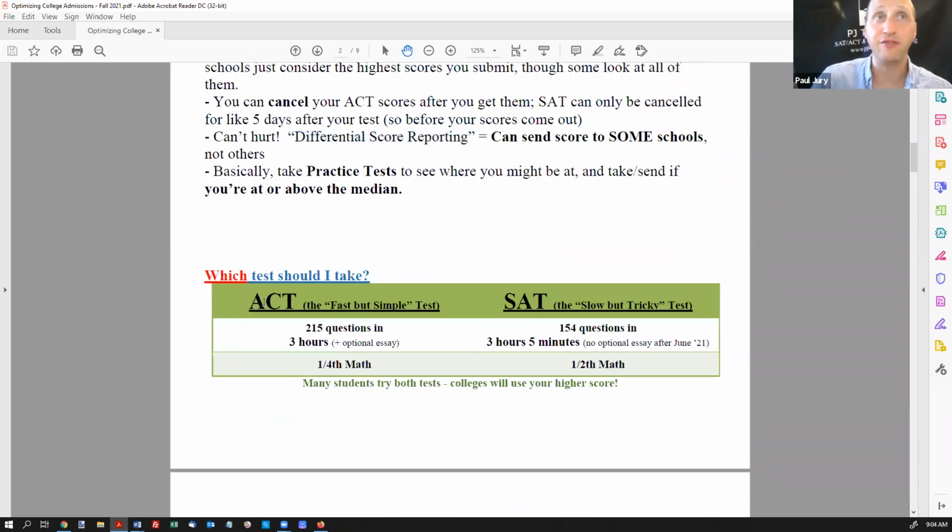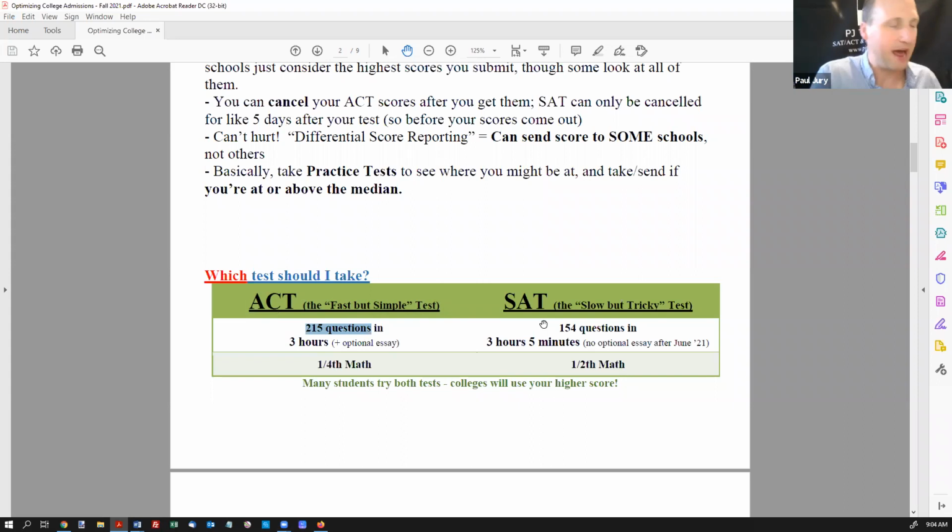The ACT is the fast but simple test. The SAT is the slow but tricky test. You actually have to go way faster on the ACT. There are 215 questions in 3 hours versus 154 questions in 5 more minutes. So wait, you have to do 60 more questions in 5 fewer minutes on the ACT? Yeah, it's a way faster test, but it's less of a deep thinking kind of test. Things are a little more straightforward, and they kind of hand you the answers a little more quickly than on the SAT. So that depends on your learning style.